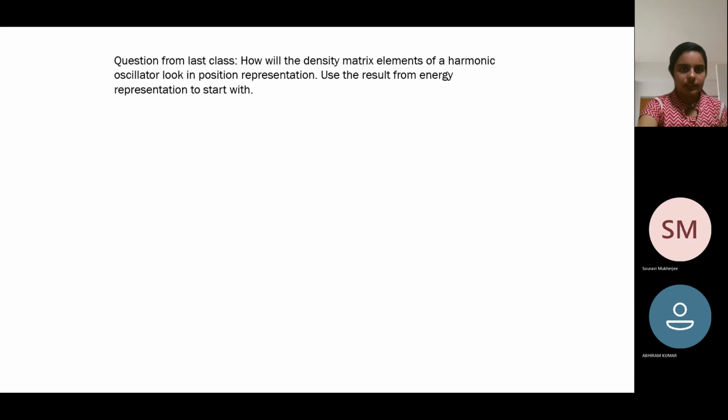Okay. Now, this is a completely different question which came up in the last class. How will the density matrix elements of a harmonic oscillator look in position representation? So, we start with the energy representation and then we see how we can go to the position representation, and how each term of the density matrix looks.